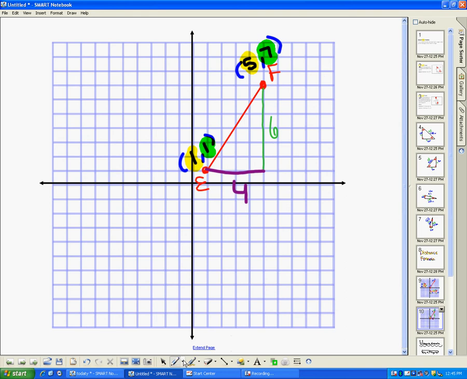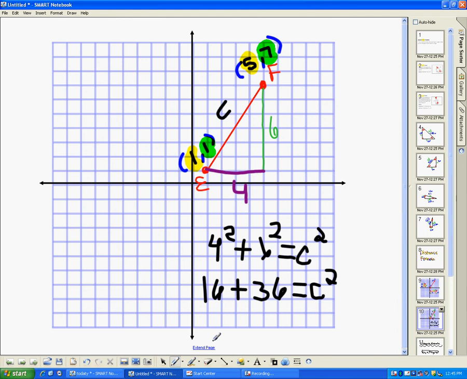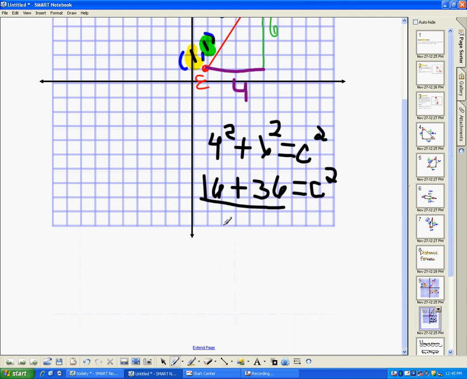But just looking at the Pythagorean theorem, we'll call this our A, so 4 squared. We'll call this our B, so that's going to be 6 squared. And I apologize, the writing is horrible when I record. So A squared plus B squared equals C squared. We don't know what C is, so we're going to leave that as C squared. So 4 squared is equal to 16. 6 squared is equal to 36, and this is equal to C squared. 16 plus 36 is 52, and again, that's equal to C squared. So that means the square root of 52 is equal to C.